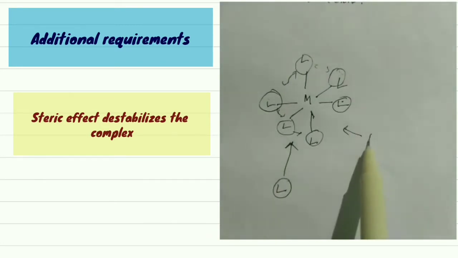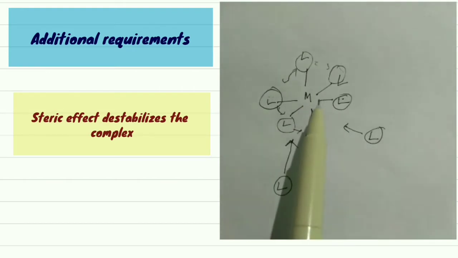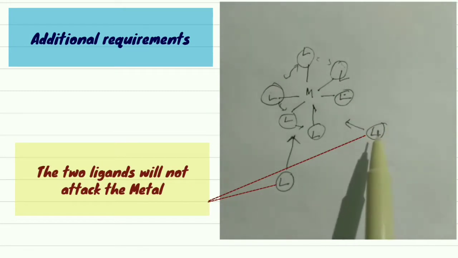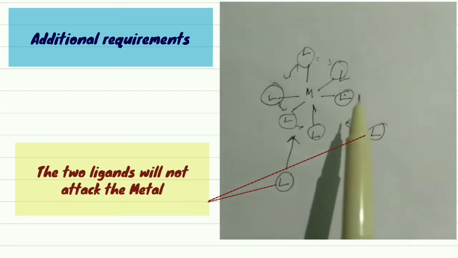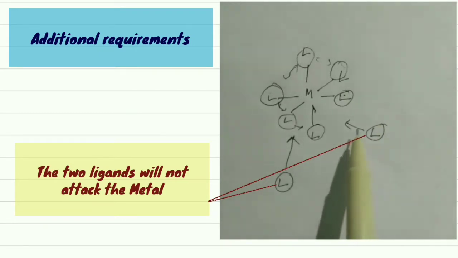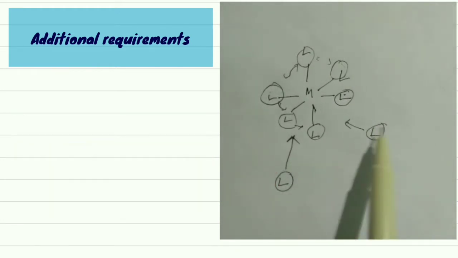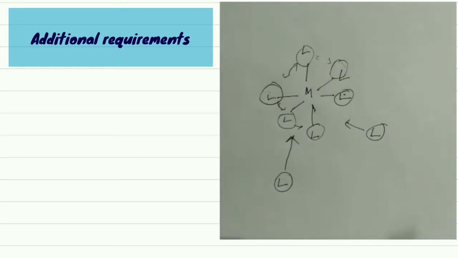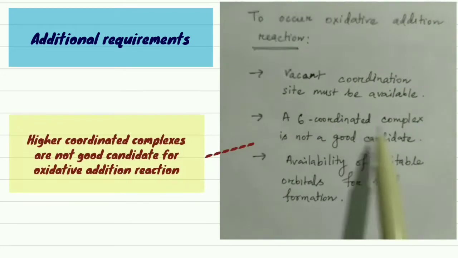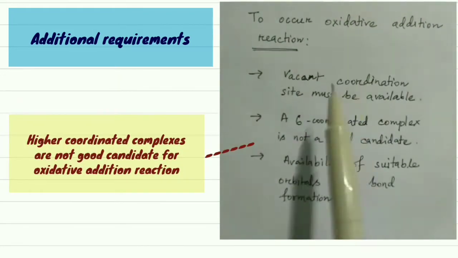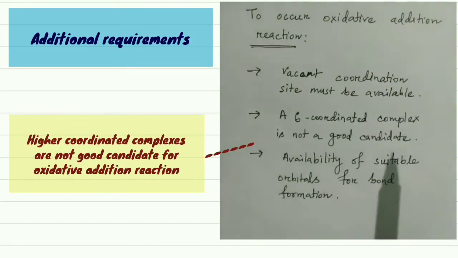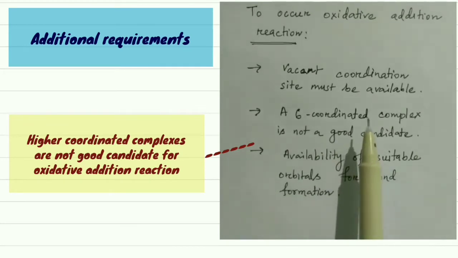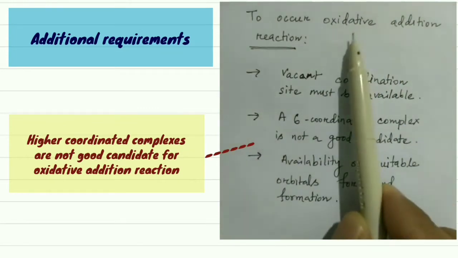If we try to add two more ligands to that metal, it will not be good for the stability of that organometallic complex, because the 8-coordinated complex will experience more steric hindrance, that means more steric repulsion between the ligands, which will make the complex unstable. So a 6-coordinated complex is not a good candidate for oxidative addition reactions. But it is possible that a 6-coordinate complex can exhibit oxidative addition reactions.